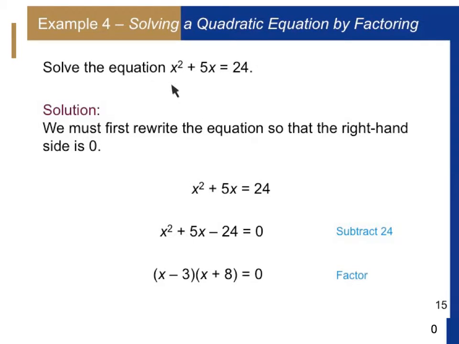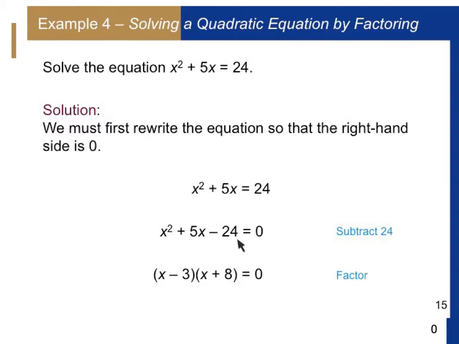Okay, so let's say we're trying to solve the equation x squared plus 5x equals 24. Now we're not going to factor this yet because we want to get 0 on one side, so we're going to move that 24 over first. Okay, so we're going to rewrite the equation so that the right-hand side is 0. So we subtract 24 on both sides, and we get x squared plus 5x minus 24 equals 0. Now we can factor because we want that zero product property.